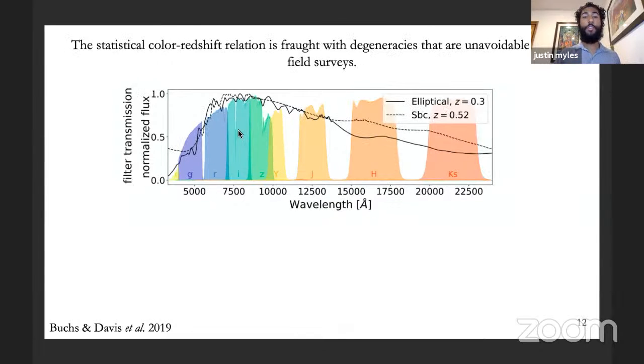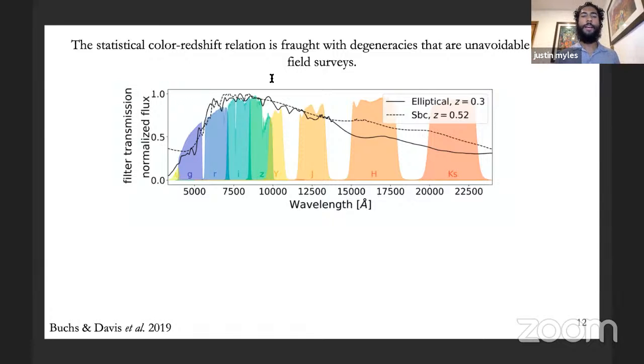But unfortunately, in general, the color redshift relation is fraught with degeneracies that are unavoidable in wide field surveys. So this is showing a case where it doesn't work as well. Here we're looking at a red galaxy at redshift 0.3, which is similar to what I just showed in the previous slide, but we're also looking at a spiral barred galaxy at redshift 0.52. And what we see is that in these photometric bands of our survey, they're virtually indistinguishable. When you take into account photometric noise, you're not going to be able to tell these 2 galaxies apart. So there are unavoidable degeneracies in the color redshift relation.